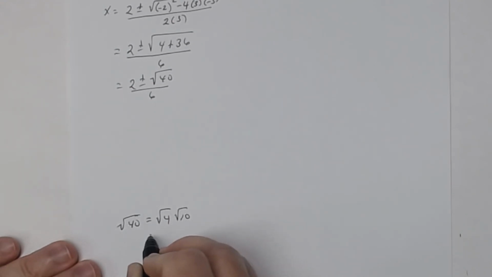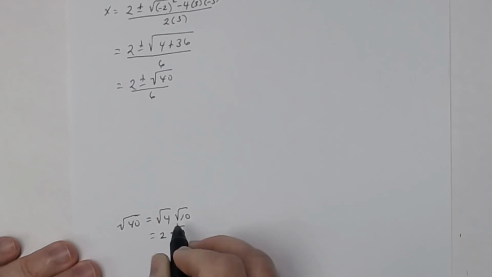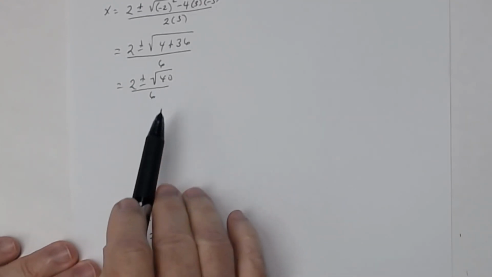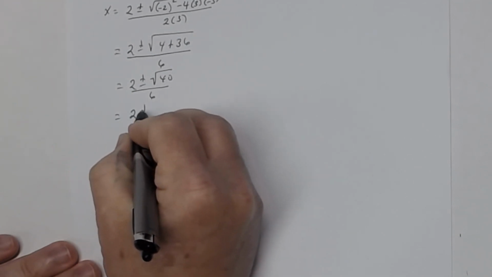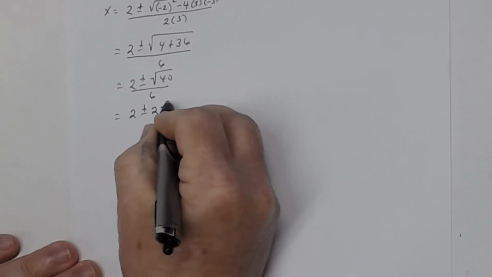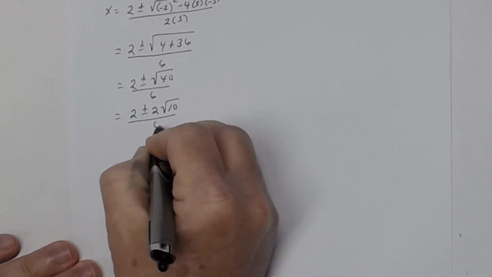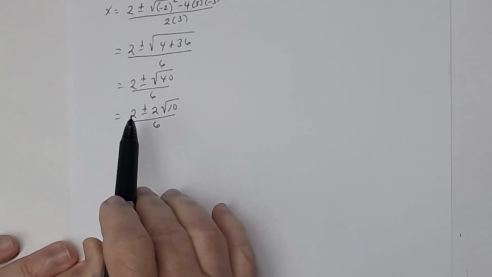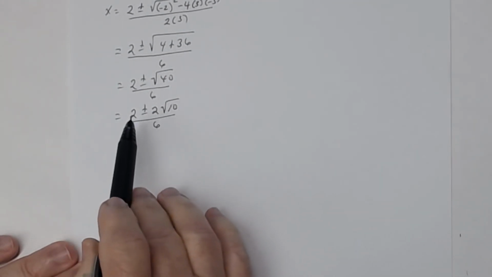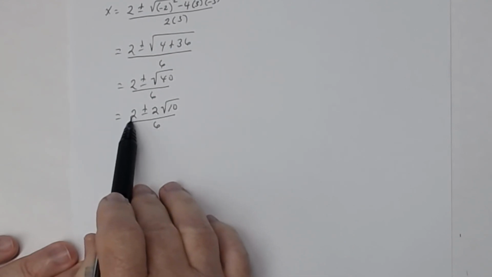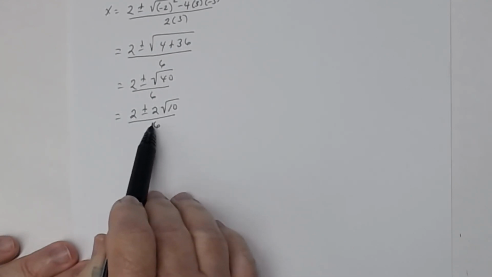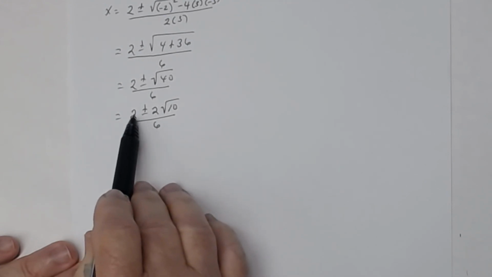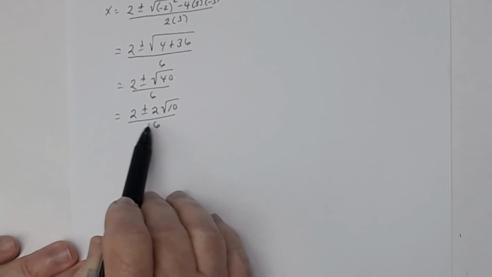Square root of 4 is 2, so you get 2 square root of 10. So I'm going to replace the square root of 40 with 2 square root of 10. So this becomes 2 plus or minus 2 square root of 10 divided by 6. And you can simplify this expression further because you'll notice that this 2 here and this factor of 2 here and this denominator 6, they are all divisible by 2.